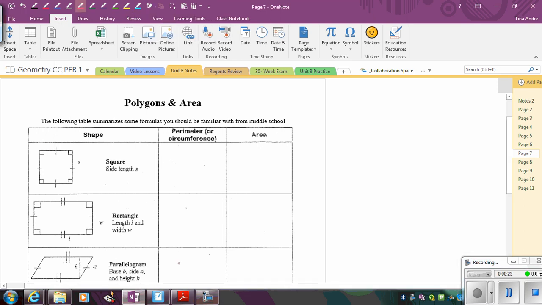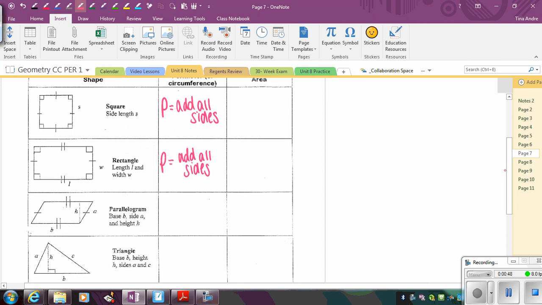So for all of these perimeter formulas, if I have a square, I'm just going to add up the four sides. So for perimeter, I'm just going to say add all sides. And you can think of different formulas. You could say s plus s plus s plus s or 4 times s. But really, anytime I'm thinking perimeter, I'm literally just going to think I'm adding up all the sides. So instead of writing a new formula for each of these, let's just say we're going to add up all the sides. So same thing with the parallelogram.